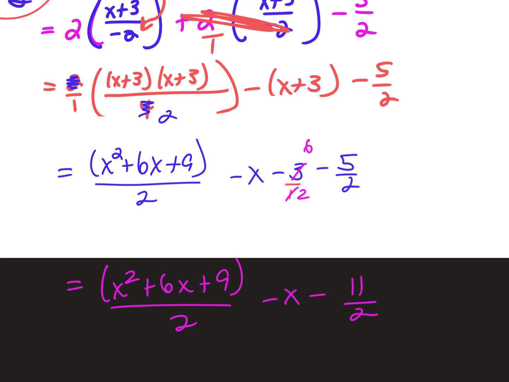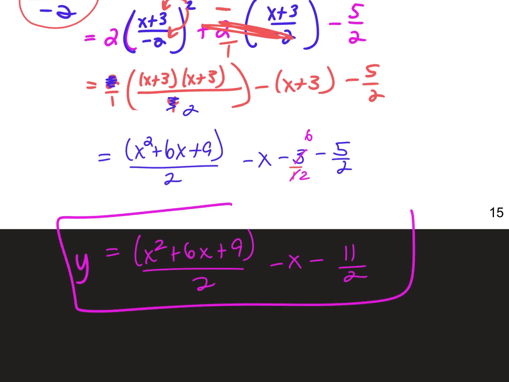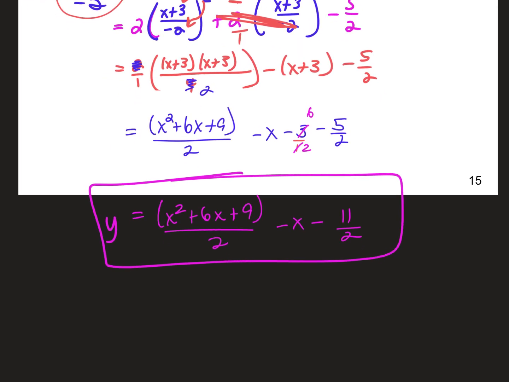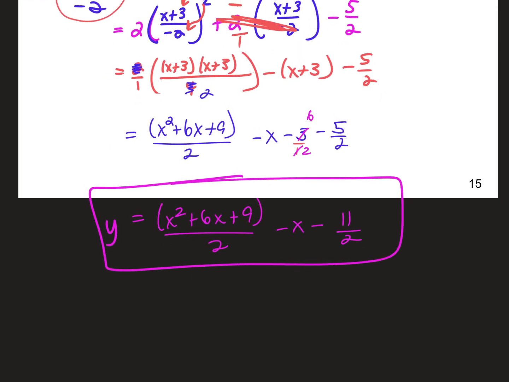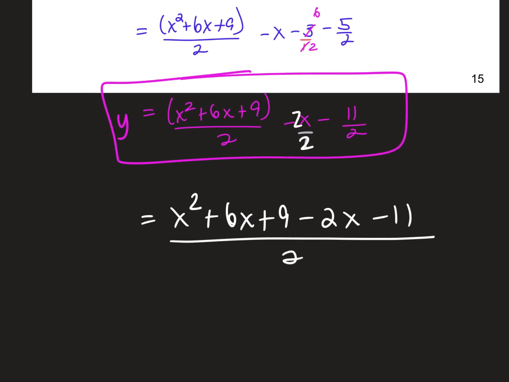Now, somebody last period, what do you think they did? They didn't want any denominators. All right, I am fine if you guys left it right here. Somebody last period was like, I don't like having the denominator. Okay, fine. So then what would you change this denominator to? A 2. I would change this to a 2, and then this would become what? 2x. So then you have x squared plus 6x plus 9 minus 2x minus 11, right? Yeah. All over what number? 2.